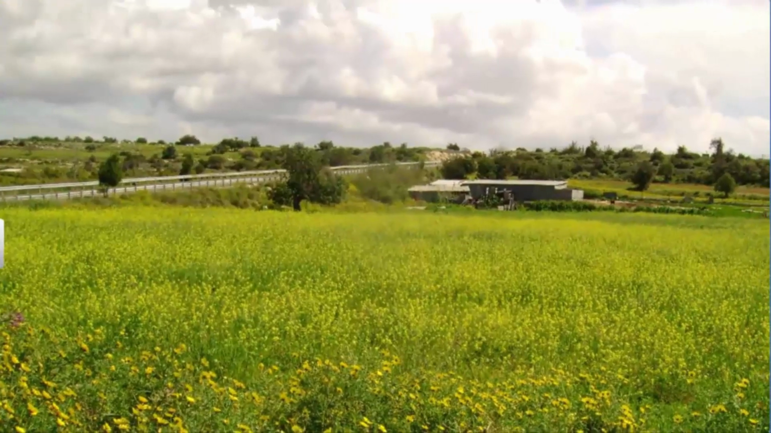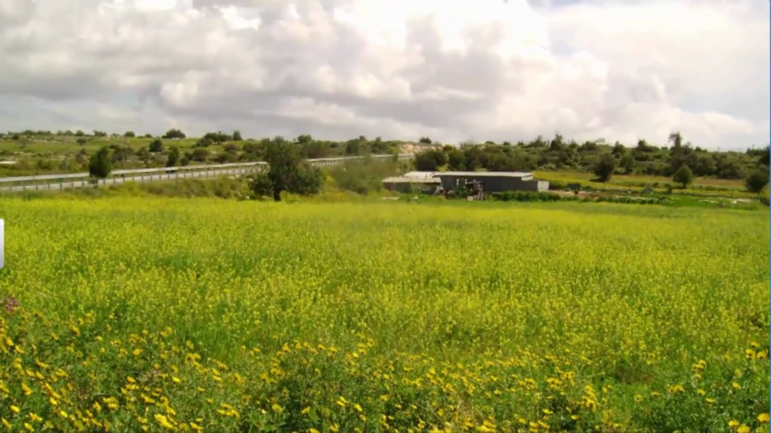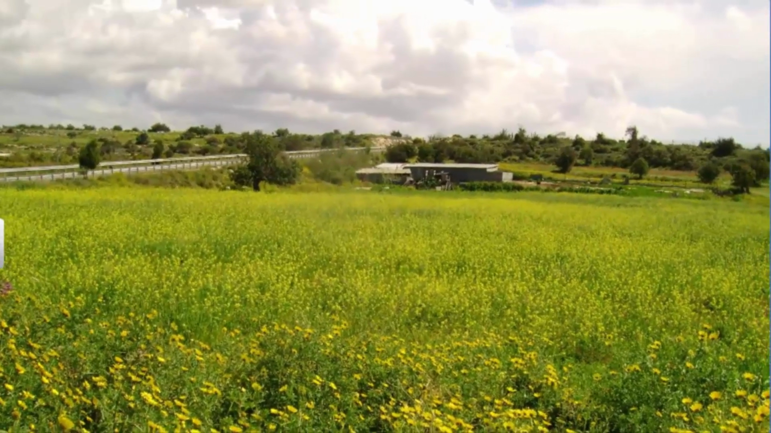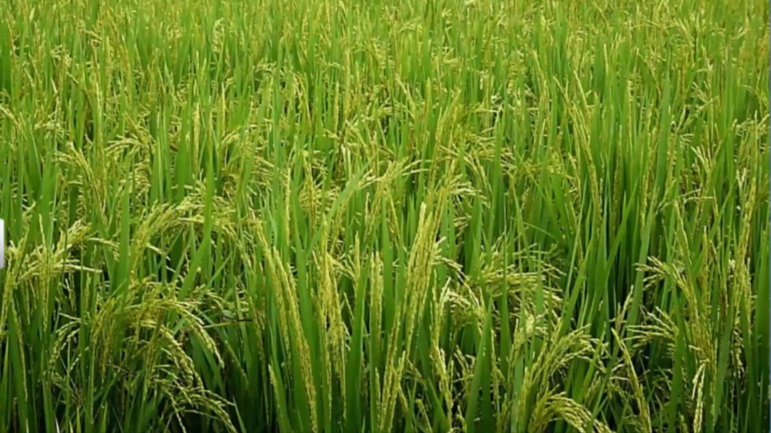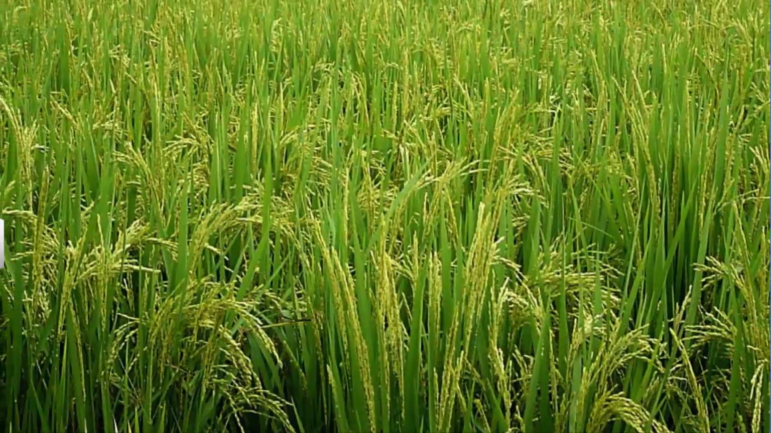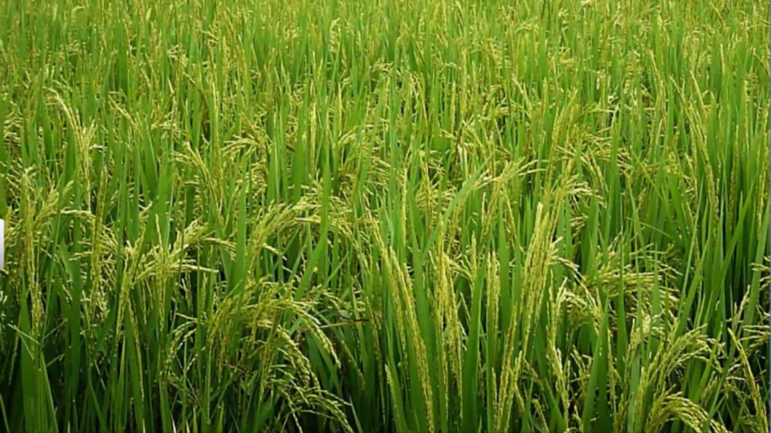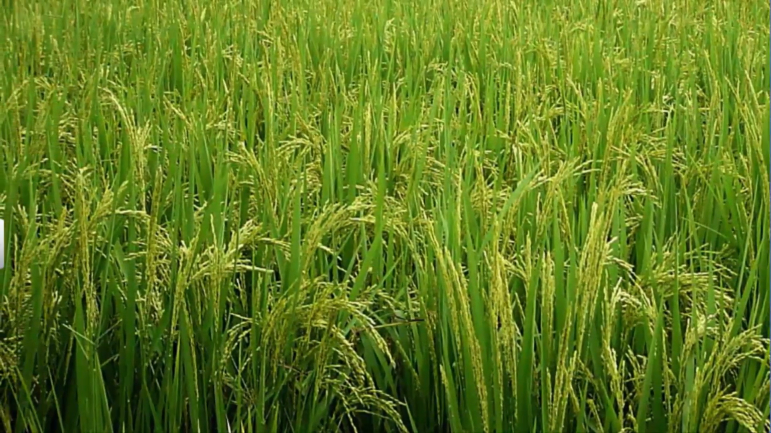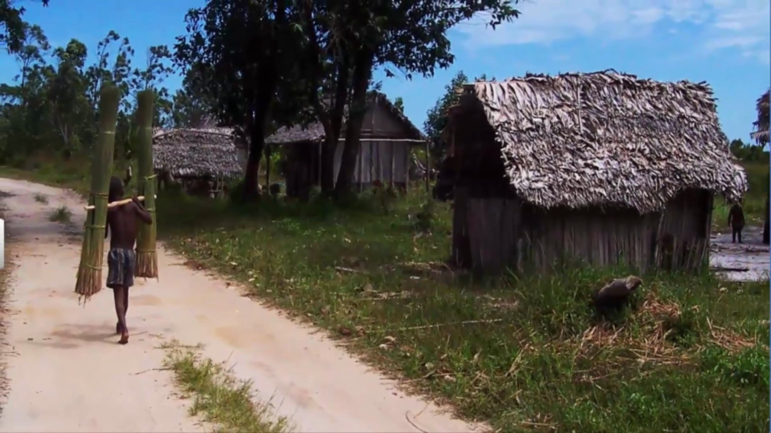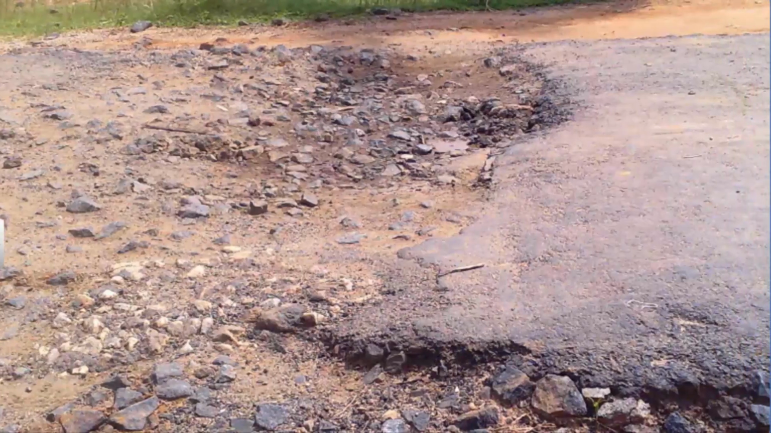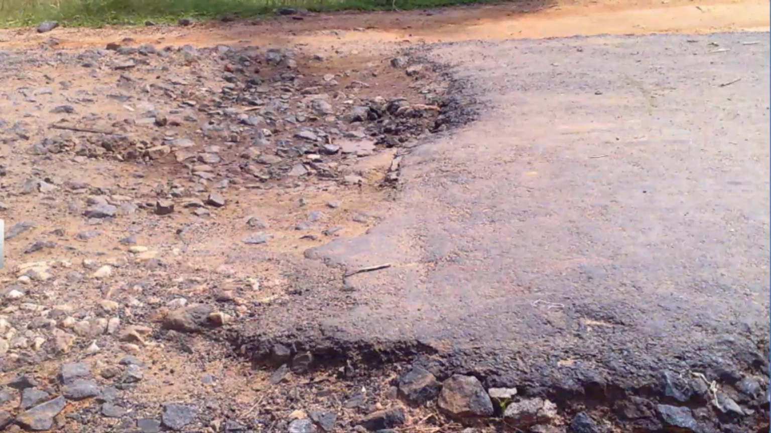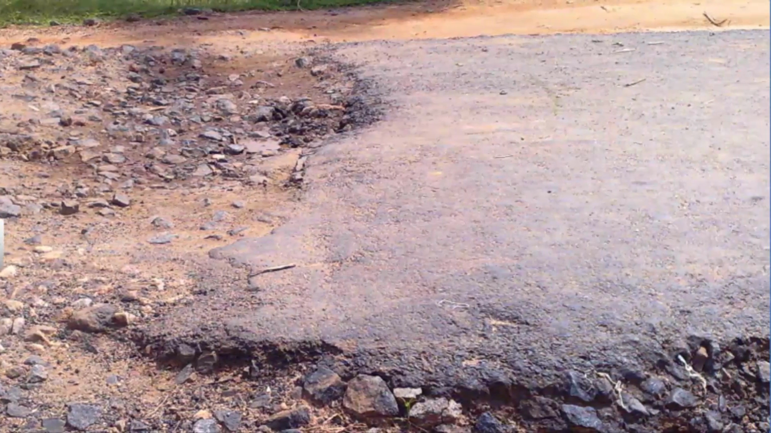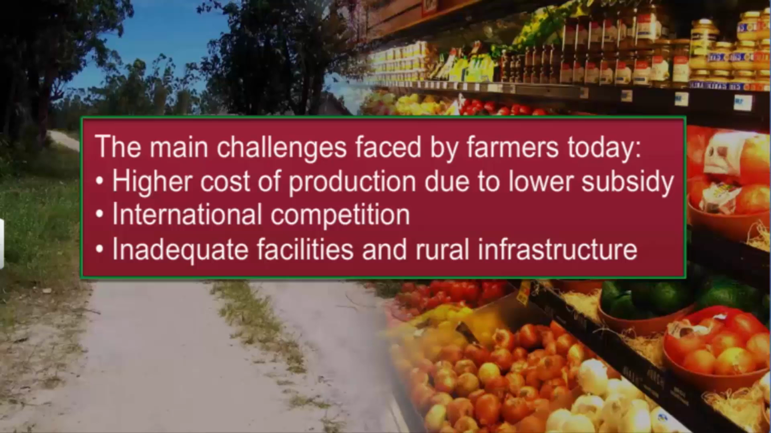Despite continuous efforts of the government, a lot still needs to be done to improve the irrigation and power facilities for the farmers. Rural infrastructure facilities like roads and markets also need to be further developed. Faced by these challenges, many farmers today are looking for other means of employment for themselves and their children.